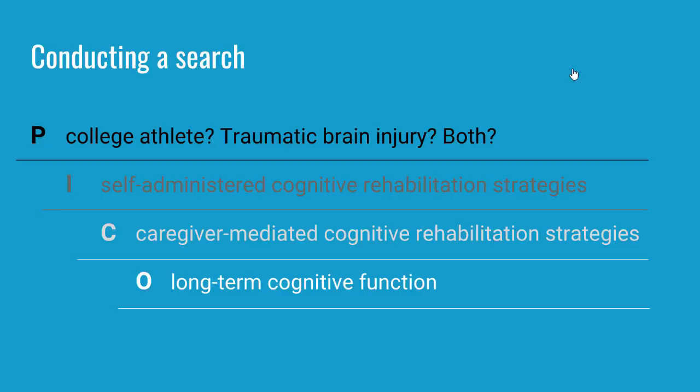Okay, so the I, intervention, we're looking at self-administered cognitive rehabilitation strategies. So a common therapy for persons who've had a TBI, but we want to look at them in comparison to caregiver-mediated. What are the differences and the distinctions? And then finally, our outcome, what we want to see happen or what we are expecting to happen, if we thought about this hypothetically, is long-term cognitive function. Okay, so does that make sense? We've broken it down into categories.